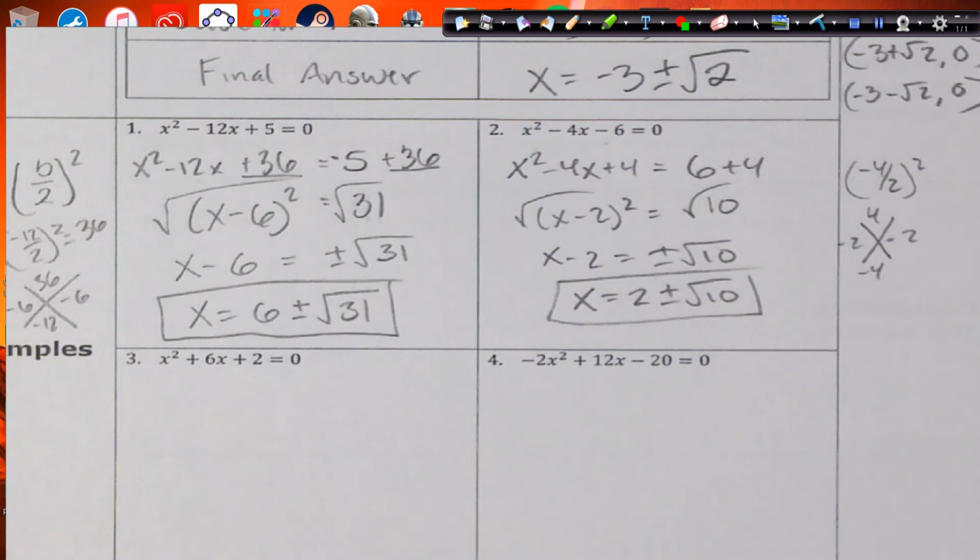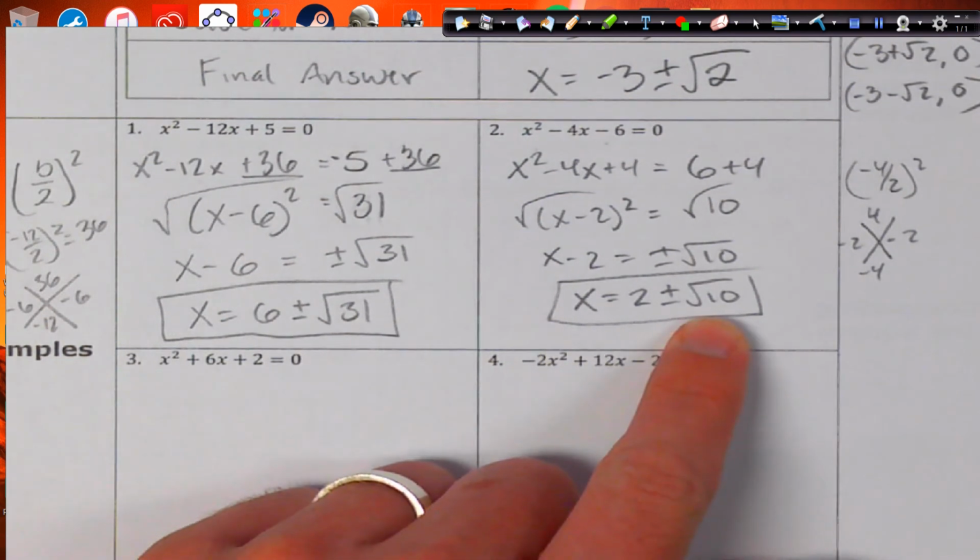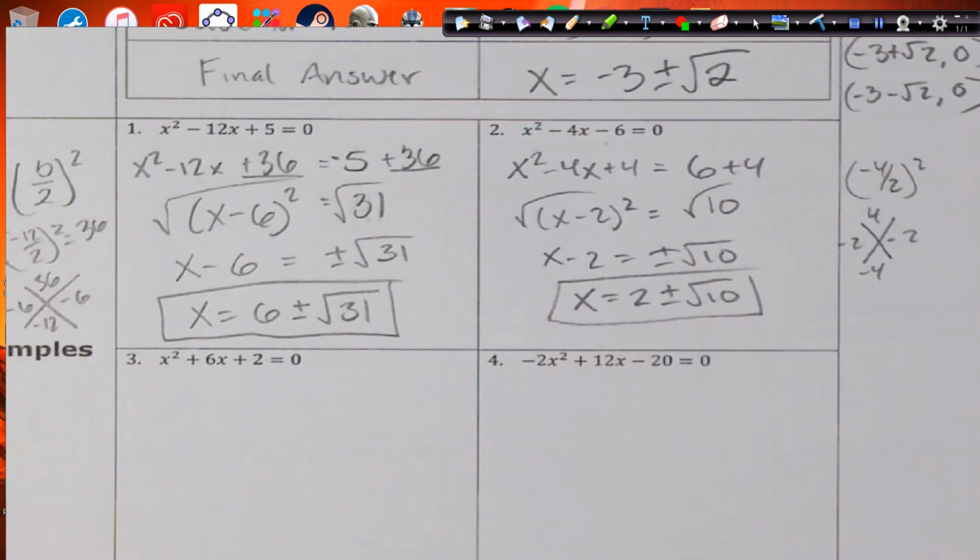And there we go. Notice our answers are going to very often look like they're in this format. The reason why we're not getting whole numbers is because if we got whole numbers, we'd be able to factor them in the first place.